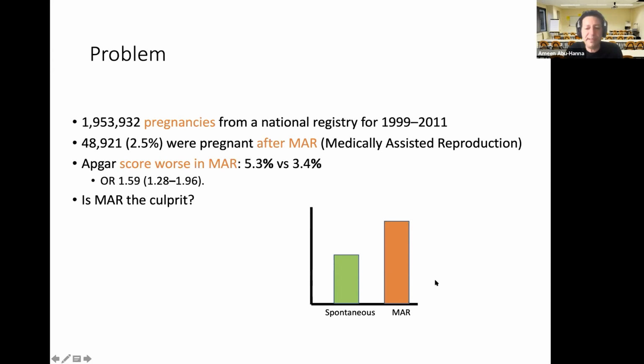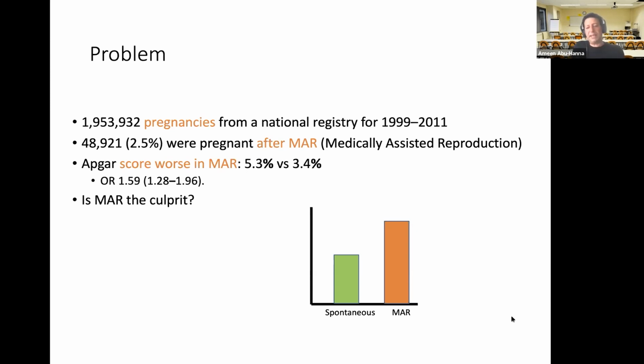So if you are the government and you want to decide on measures to help the babies because they have bad outcomes, to decide how to organize your health services, you could use MAR. You could say, okay, I expect next year so many problems among these babies. So you could use it as a predictor. But the question here is not whether it's a predictor, but whether it is the cause of it.